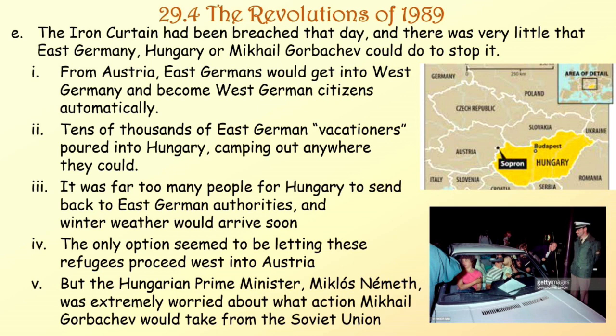Tens of thousands of East German vacationers poured into Hungary, camping out anywhere they could. This was all far too many people for Hungary to just send back to East German authorities, and winter weather would arrive soon. So the only option seemed to be letting these refugees proceed west into Austria. But the Hungarian Prime Minister Miklós Németh was extremely worried about what action Mikhail Gorbachev would take from the Soviet Union.